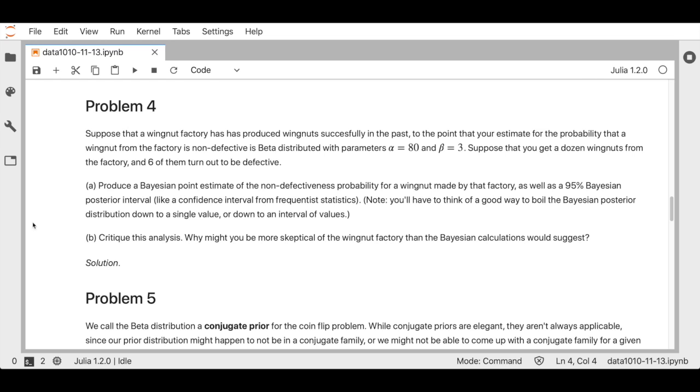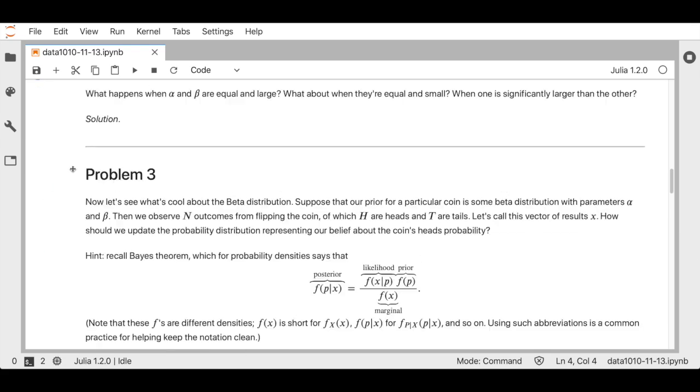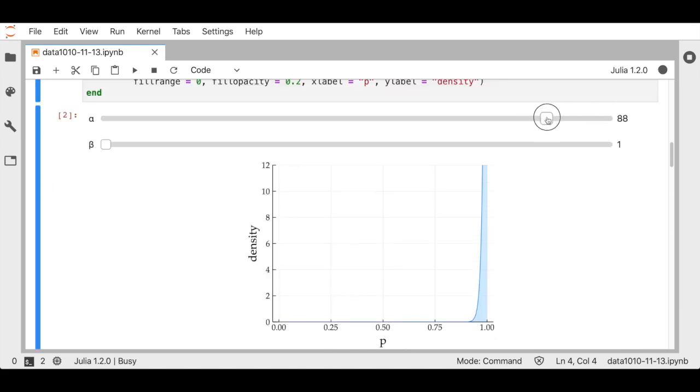So first, we just learned how to update a beta prior in light of new evidence. We just increment the alpha and beta values. So previously, our alpha and beta values were at 80 and 3. So our distribution looked like this. We're very confident that the non-defectiveness probability is quite high. But then when we see 6 more defective wingnuts, beta gets incremented to 9. But we also saw 6 more non-defective wingnuts, so alpha gets incremented to 86. So this is what our distribution looks like now.